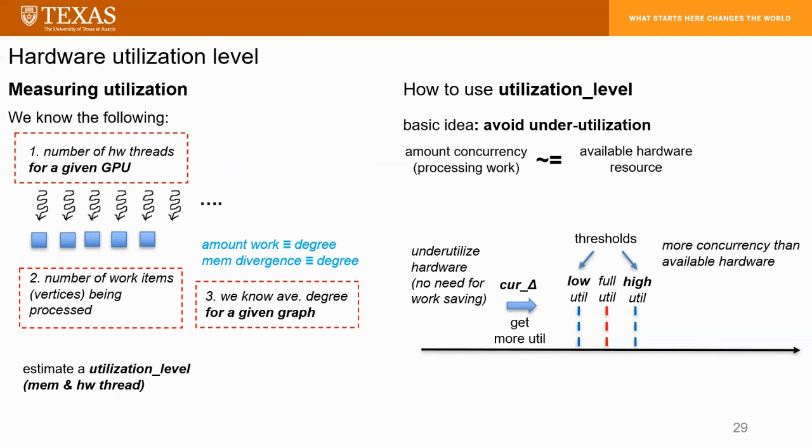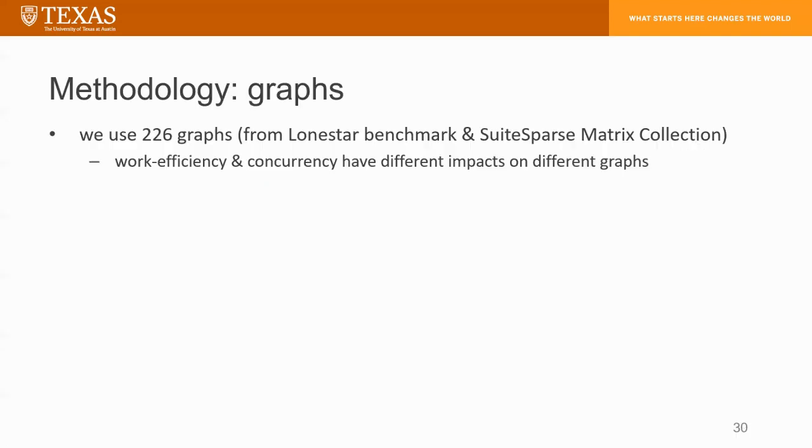And if we are beyond the high utilization threshold, that means we have more concurrency than needed. So we can decrease delta to get work saving, which will give us better performance. We do this periodically and repeatedly, so we can trap the current delta within this range around the full utilization point. This is the optimal point to give us better performance. So that's basically how it works.